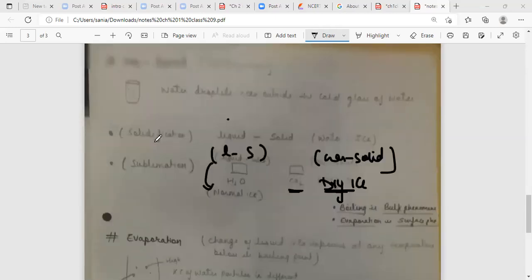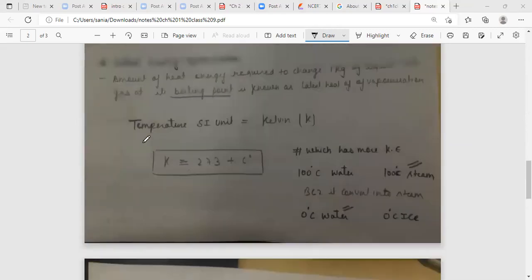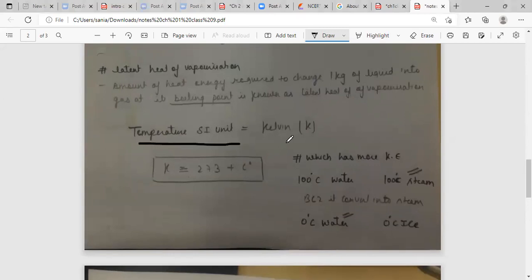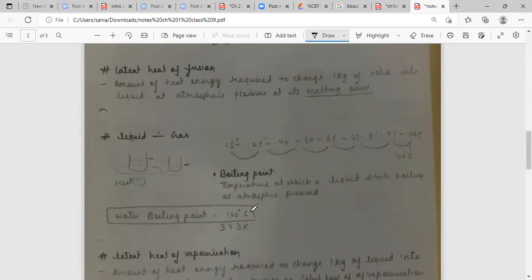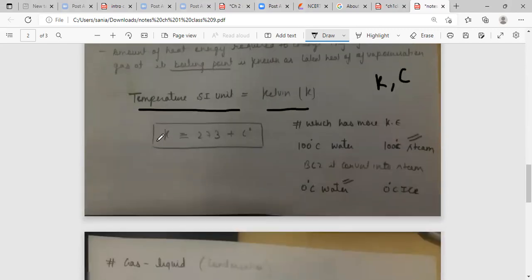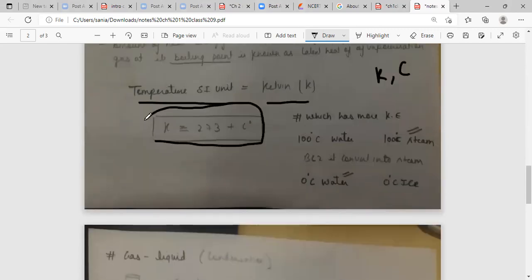Okay. Now we are going to do the formula. You know the SI unit of temperature is Kelvin. Basically, as I told you, we have two things: one is Kelvin and one is Celsius, right? When we did the boiling point and the melting point, we did it in Celsius as well as in Kelvin form. Ma'am, what is the relationship between K and C? So this is the relationship: K is equal to 273 plus C, Celsius, right? Yes, ma'am. Okay, so this is the relation.